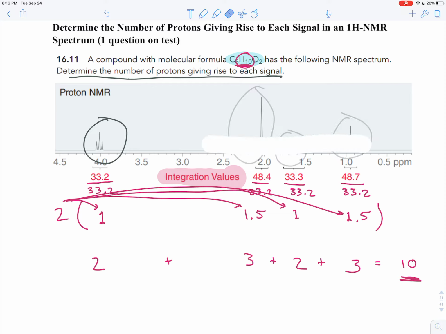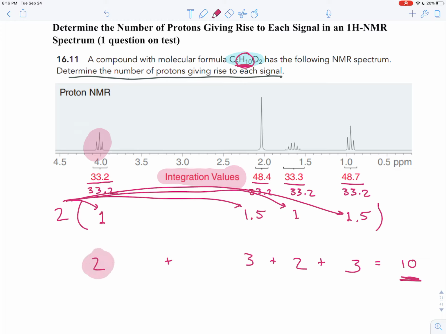And so this first peak is representing an electronic environment that has only 2 hydrogens in it. This next peak is representing an electronic environment that has 3 hydrogens in it. That's representing an electronic environment that has 2 hydrogens in it. And this last one is representing an electronic environment that has 3 hydrogens in it. And so that's the number of protons giving rise to each of these signals: 2 protons, 3 protons, 2 protons, and 3 protons.